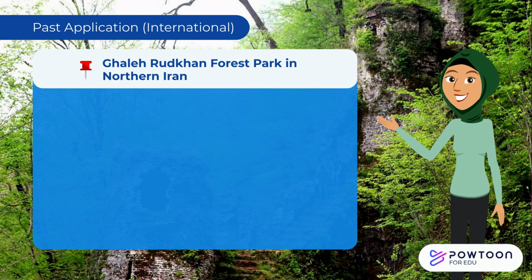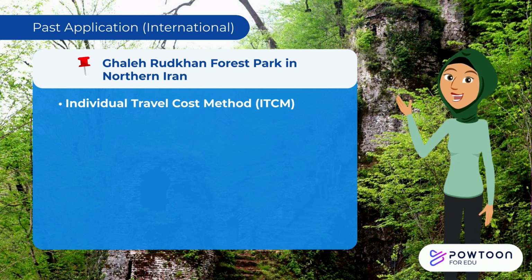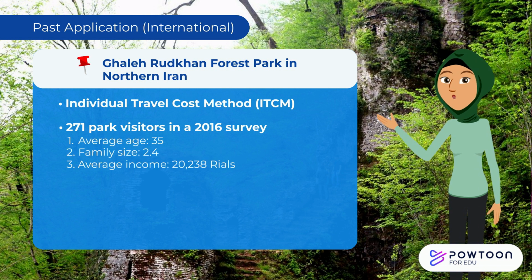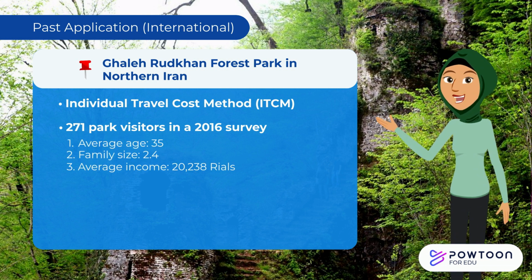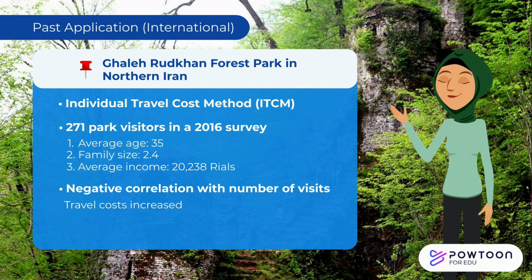Gali Rudkin Forest Park in northern Iran. This paper uses the individual travel cost method to estimate the recreational value of Gali Rudkin Forest Park in northern Iran. In a 2016 survey with 271 park visitors, the average age was 35, family size was 2.4, and average income was 20,238 rials. Travel cost demonstrated a significant negative correlation with the number of visits, indicating a decrease in visits as travel costs increased.